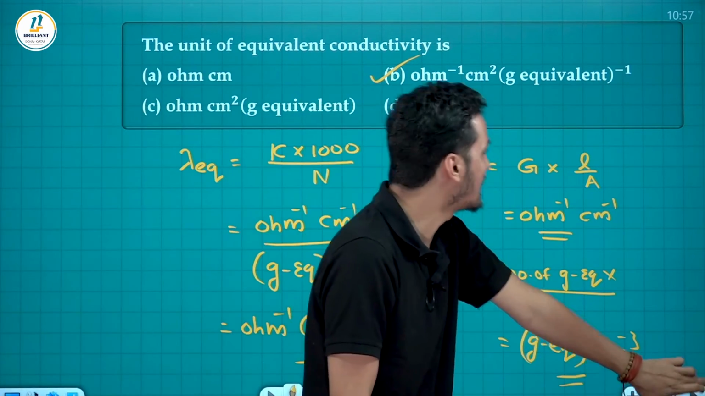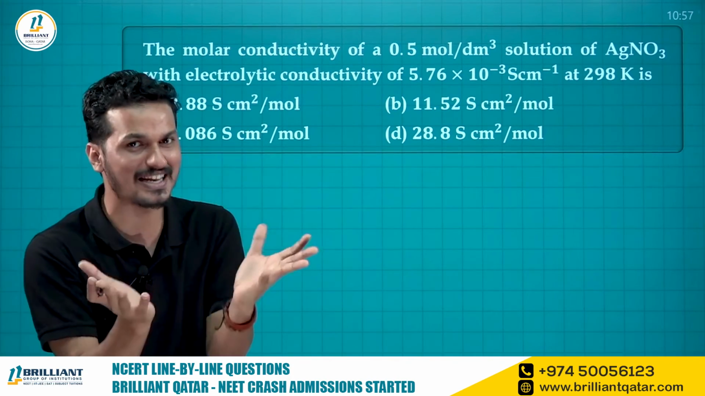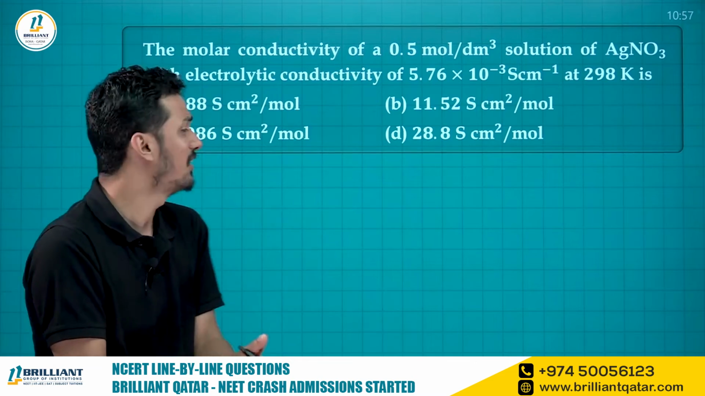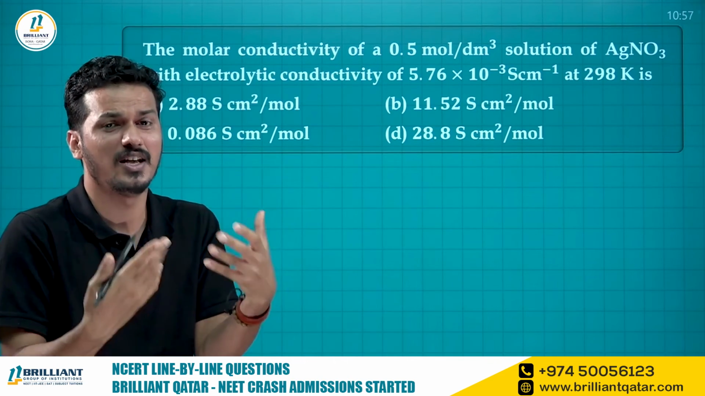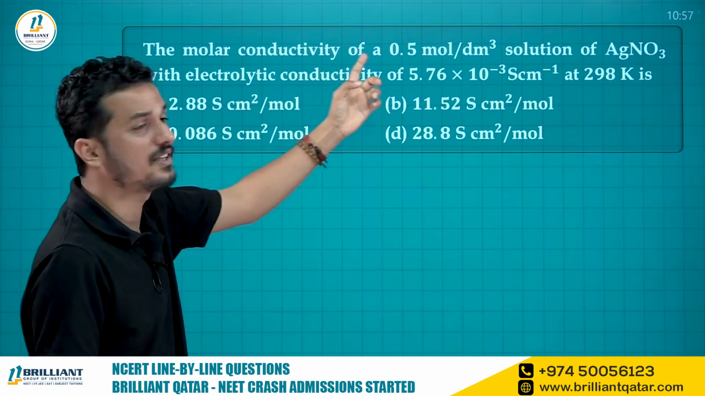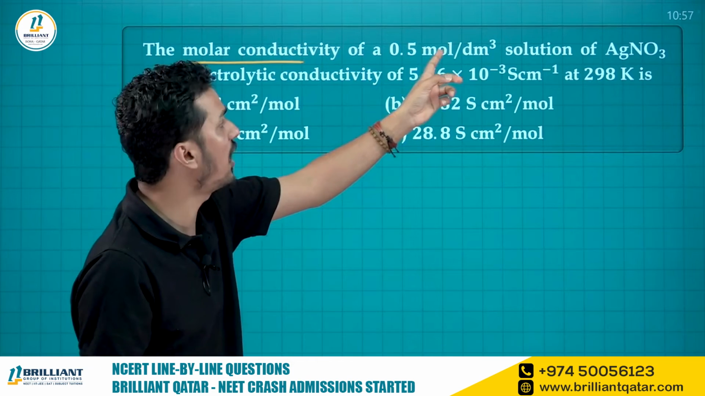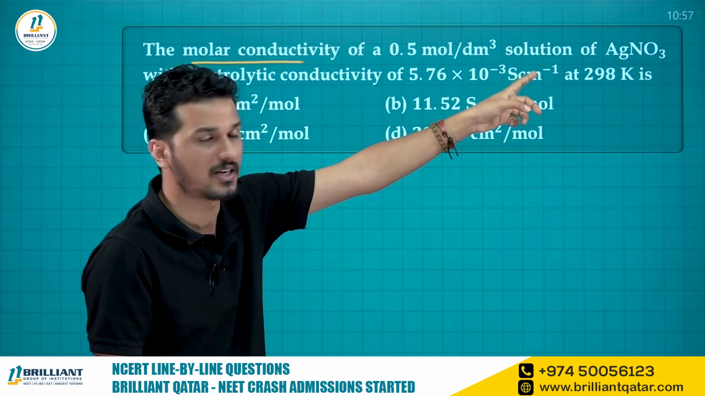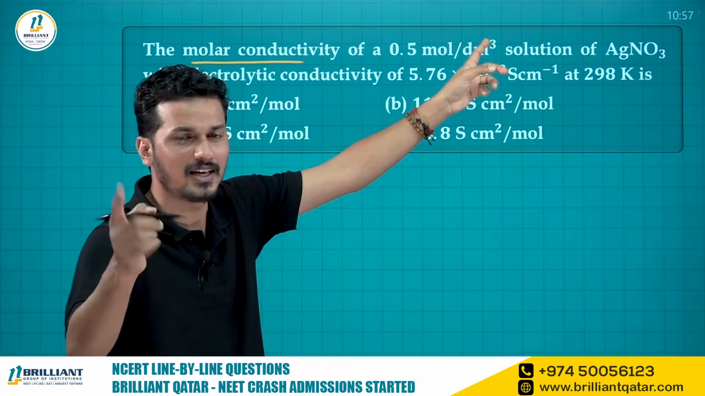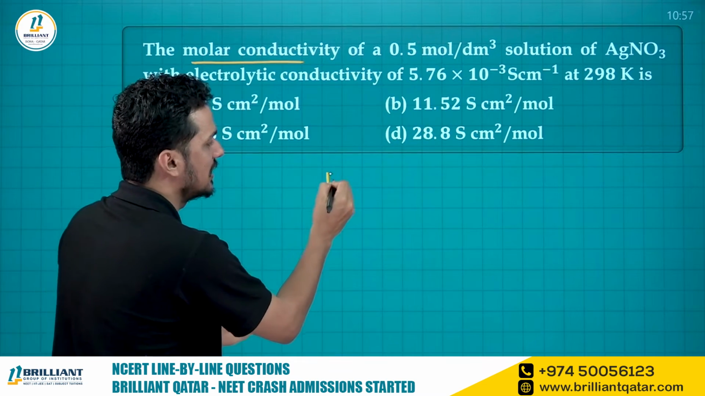Okay, so this is the next question, guys. What's the question? You have to read the question very clearly, very carefully. Don't forget it. Every time I am telling this, don't make mistakes. The molar conductivity of a 0.5 mole per decimeter cube solution. Mole per decimeter cube is nothing but liter, so mole per liter means molarity. So the given thing is molarity.